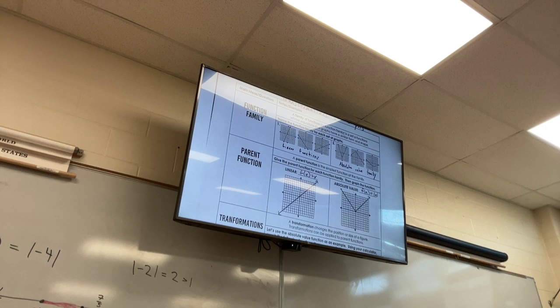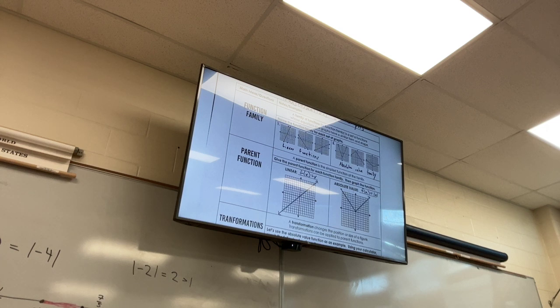The parent function looks like this. That's the graph of the parent function for absolute value, and then we can figure out what these graphs look like by starting from the parent function and asking ourselves, what does this +2 do? It's just going to shift us to the left 2. So this new graph is going to look just like the absolute value graph, but shifted to the left 2. Does that make any sense?